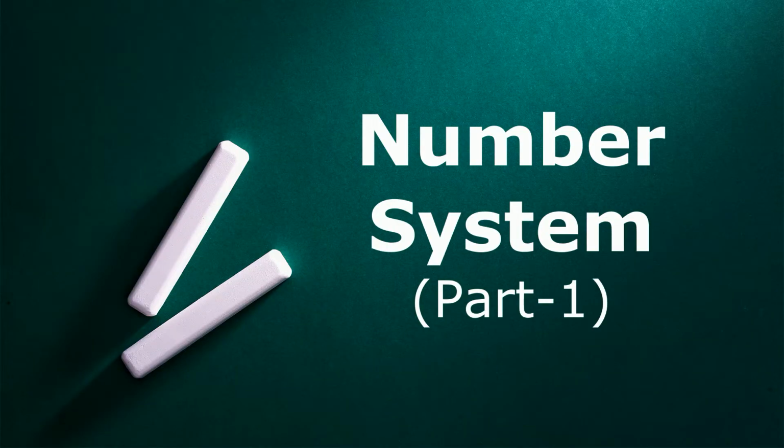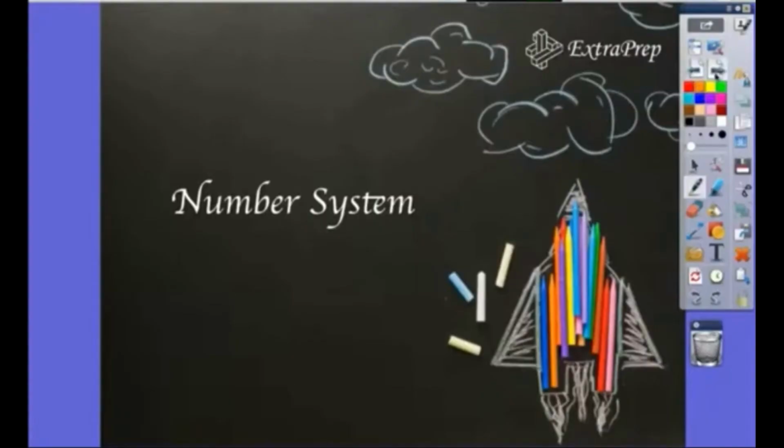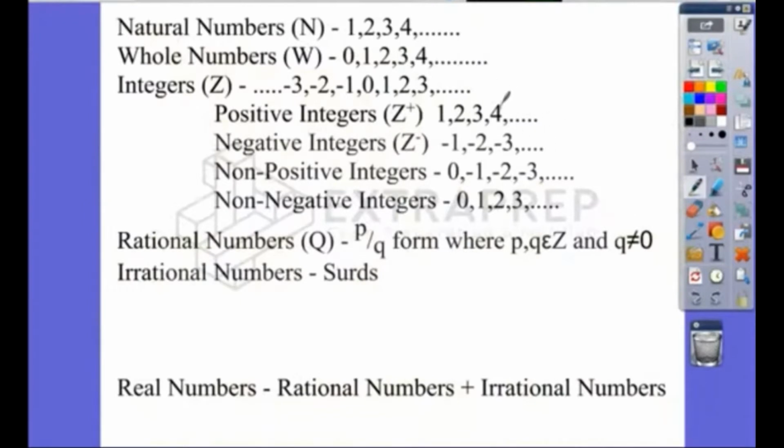Number system is one of the most important topics in arithmetic, and I've divided it into three parts. This is part one. Number system. Let's see. First, we'll understand the different kinds of numbers.